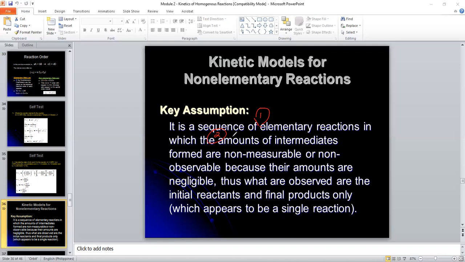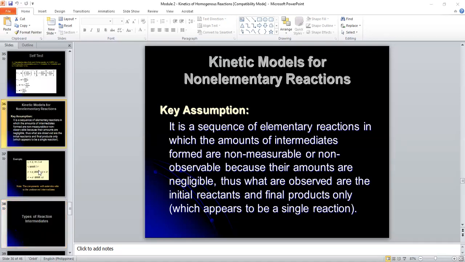So we're going to use these two major assumptions in our reaction mechanism. That way we can prove the relationship or the correlation between the rate equation that is provided and the reaction mechanism. So for example, I'll give you, this was already shared to you last meeting.